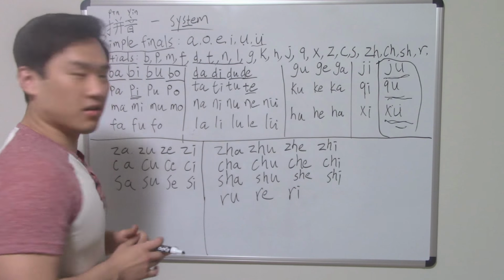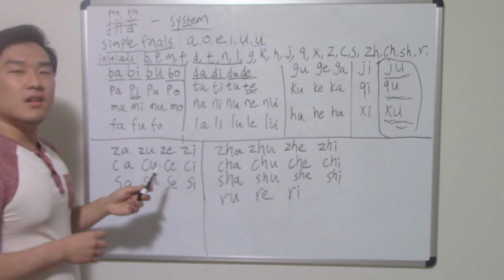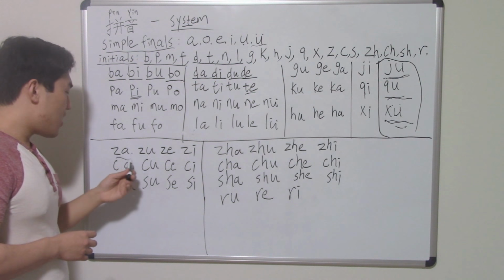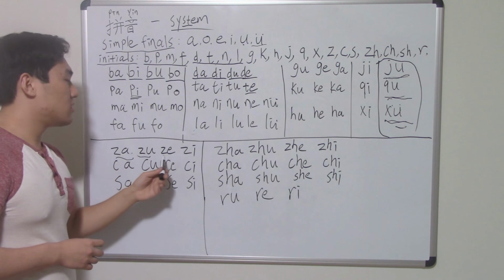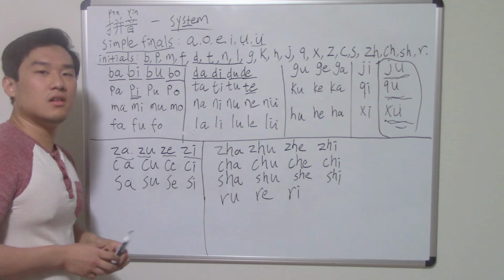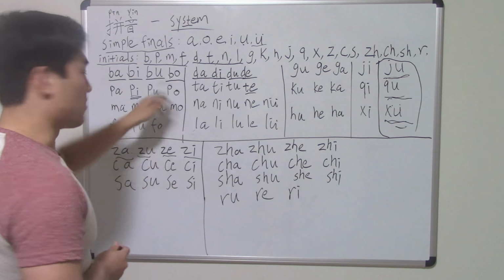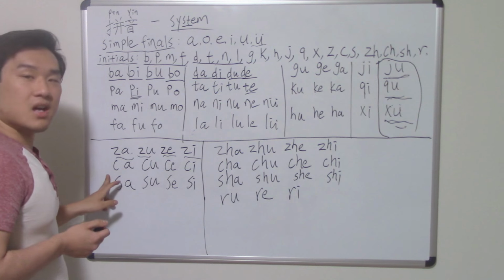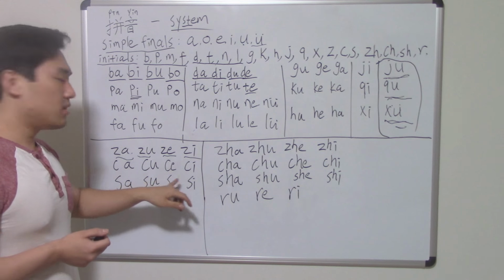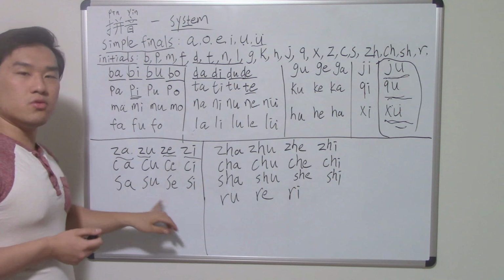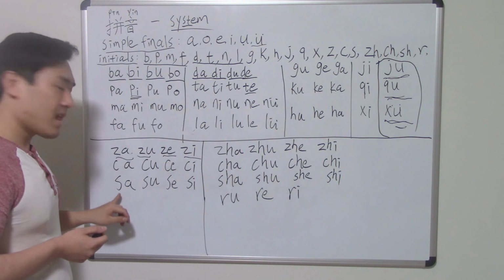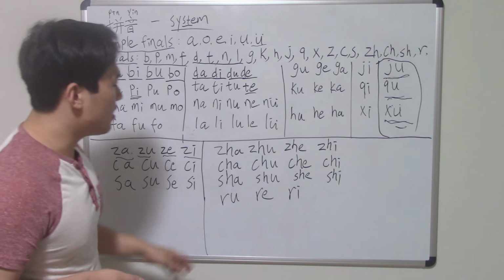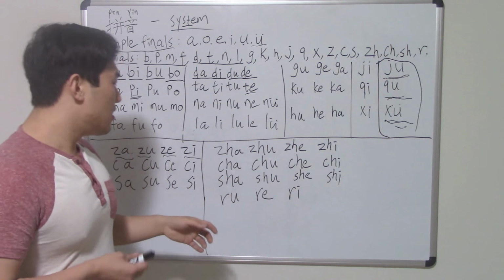Okay, just don't forget about those. And then here, za, zu, z, z. So it's pretty much the same, right? Compared to how it's in the beginning here. Then ca, cu, ce, ci, sa, su, se, si. Right? And then with this, it's the same thing.